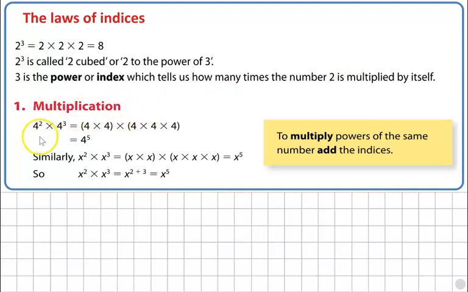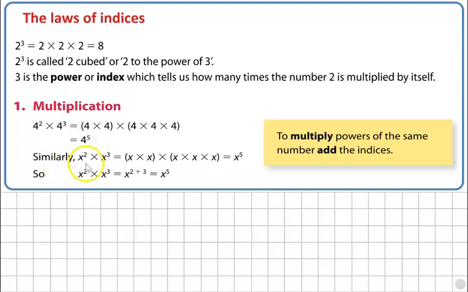Multiplication. 4 to the power 2 times 4 to the power 3 is going to be 4 by 4 by 4 by 4 by 4, which gives us 4 to the power of 5. So to multiply powers of the same number or the same base, we add the indices, we add the powers. So 4 to the power of 2 times 4 to the power of 3 is 4 to the power of 2 plus 3, which is 4 to the power of 5.